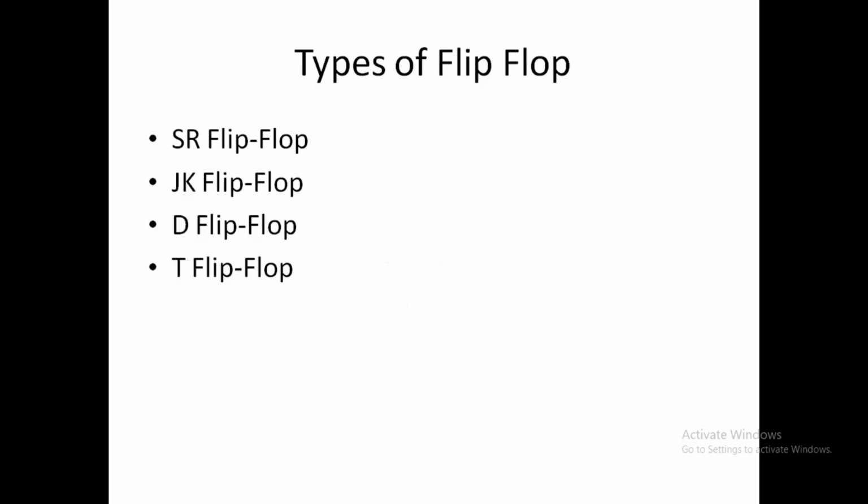So these are the types of flip-flop. There are basically four types of flip-flop. SR flip-flop, that is set or reset flip-flop. JK flip-flop, D flip-flop. D flip-flop is known as data flip-flop. And the next one is T flip-flop, which we call toggle flip-flop.